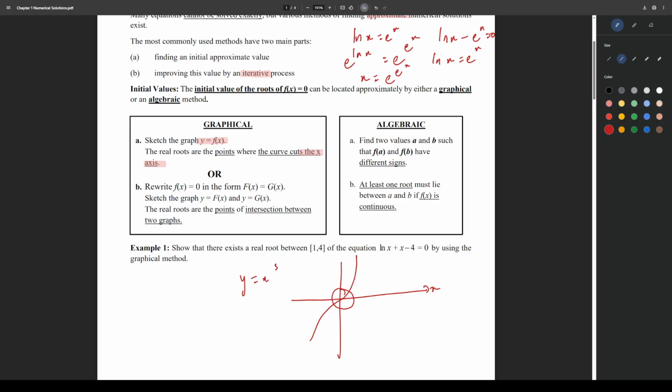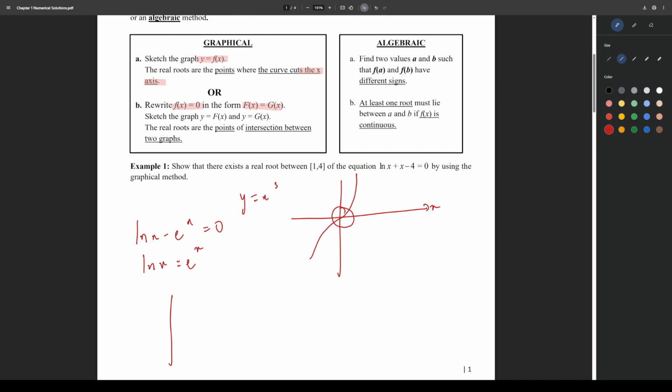Right, kalau kamu ada dua function, contohlah macam tadi, ln x minus e^x equals to 0. So this is the second method. You rewrite a function equals to 0, which means kamu pindah semua ke kiri. You rewrite in the form of f(x) equals to g(x). So you move e to the power of x to the other side. So you have two different functions now on either side of the equation. So kamu sketch lah satu ln x macam ni. Ni ln x. And then e^x macam ni.